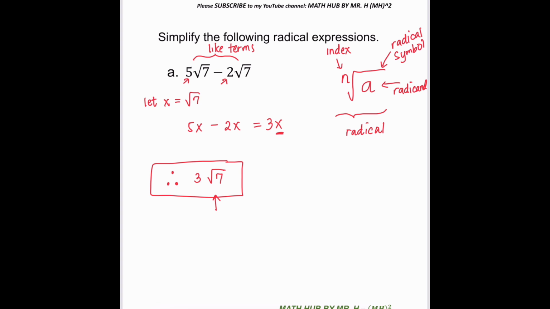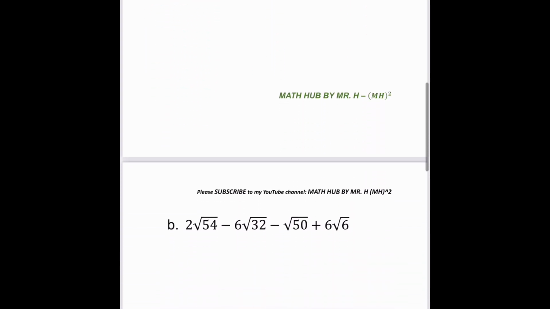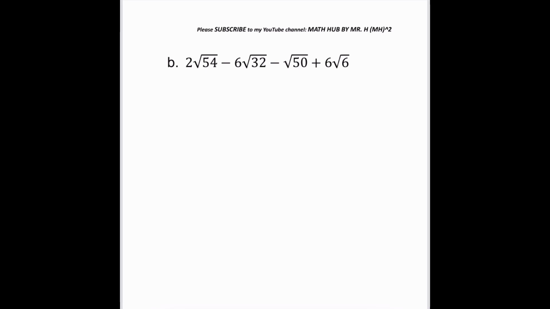All right, let's take a look at the second example. We're given 2 square root of 54 minus 6 square root of 32 minus square root of 50 plus 6 square root of 6. Before we answer this question, I would like to recall with you some information regarding one property. We call it the product property of roots.